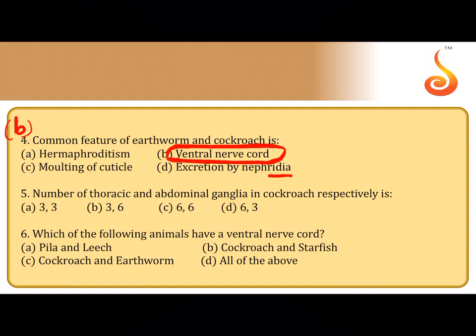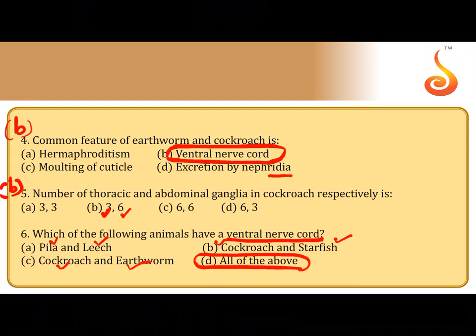Number of thoracic and abdominal ganglia, we had discussed this in the cockroach. The thoracic ganglia are 3 in number and abdominal ganglia are 6 in number. So it is the second option. Which of the following animals have a ventral nerve cord? Now here, if you want to know which has a ventral nerve cord, both of them should be invertebrates. So Pila is an invertebrate, leech is an invertebrate, cockroach, starfish, earthworm, all of these. So all of these possess, what do they possess? They possess a ventral nerve cord, okay?